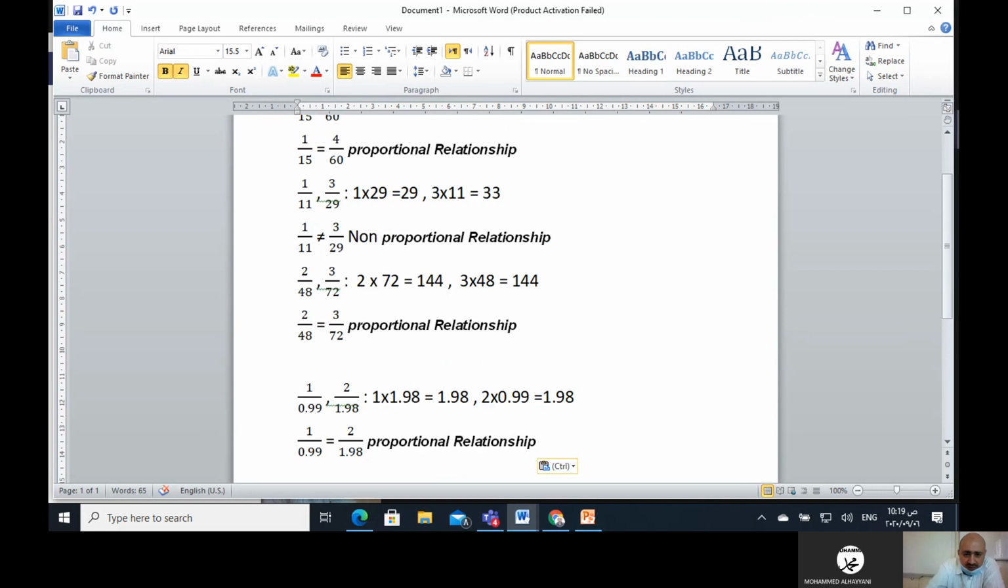The last example here, as you see, do a cross multiplication. 1 times 29 equals 29, and 3 times 11 equals 33. Now you have different answers. It means we don't have equivalent ratios. It means we have a non-proportional relationship.